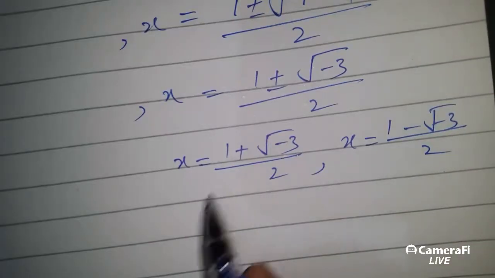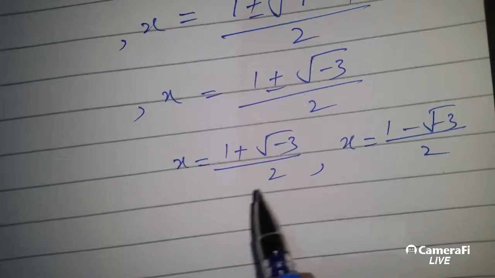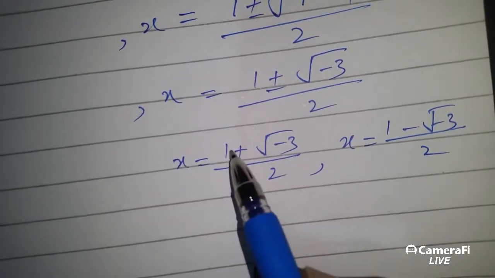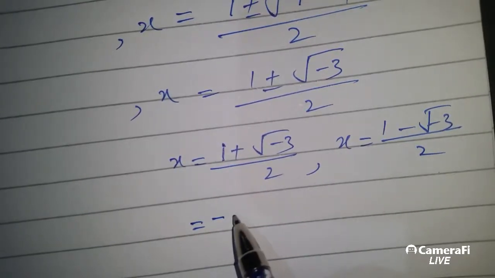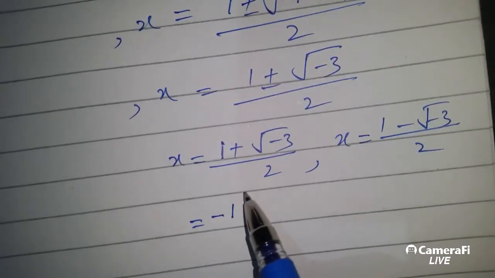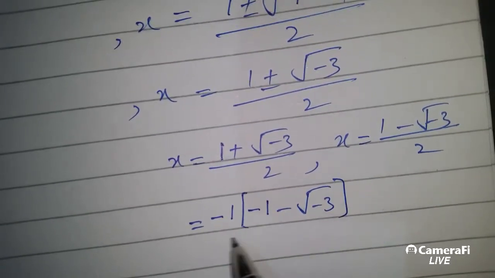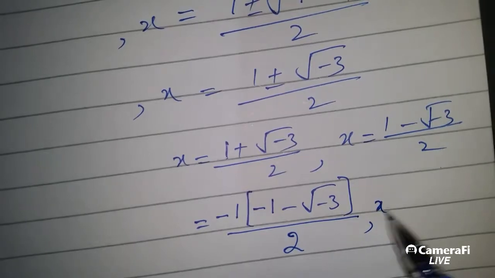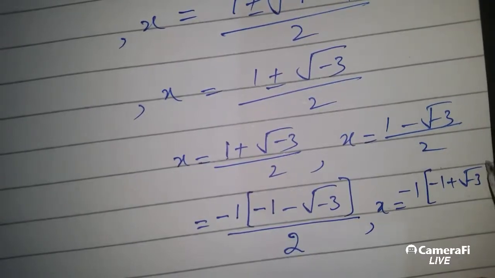Okay, these are the answers. But we would like to write these answers in terms of omega. As we know, omega is in a condition that this one is minus. So taking negative minus as a common factor, this becomes minus 1 minus under root minus 3 over 2, and this also becomes minus plus under root 3 over 2.